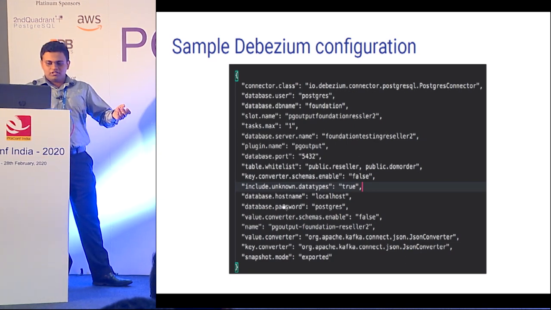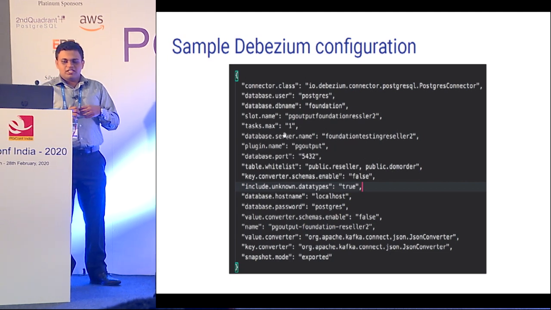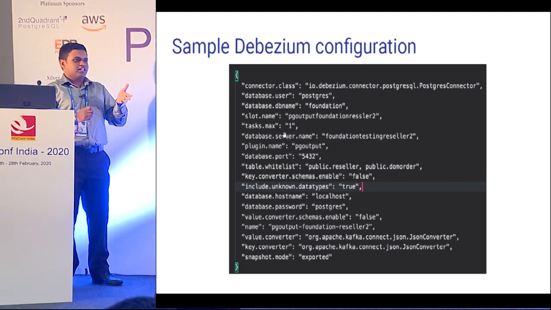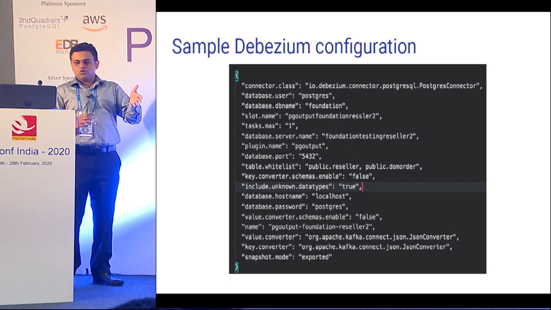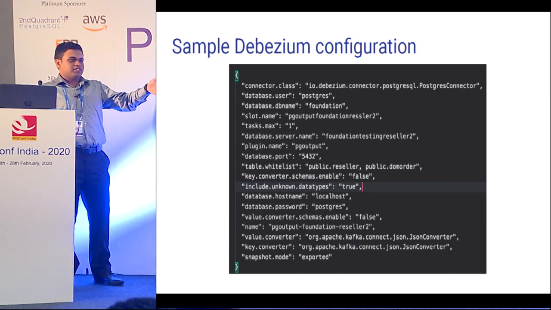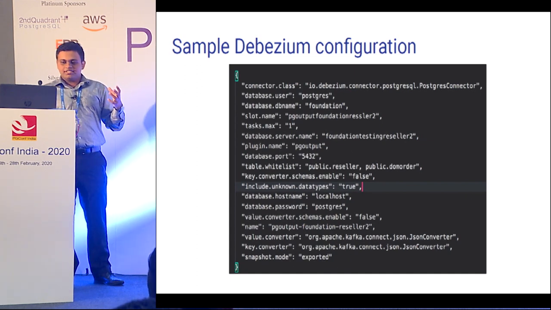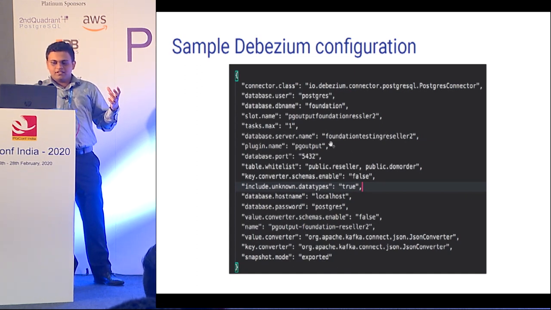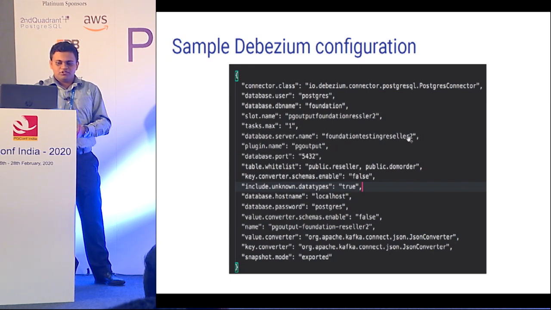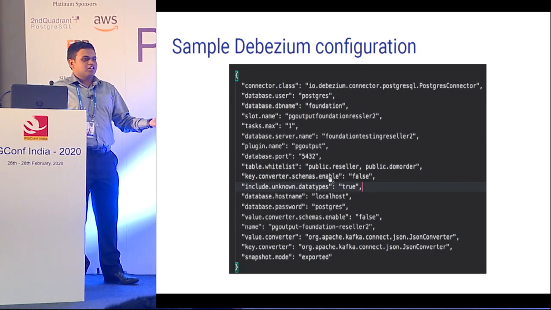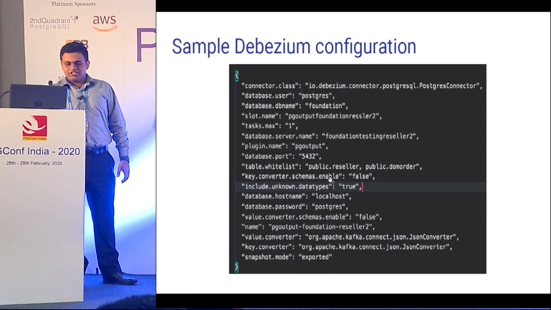Another interesting thing is the database server name. Let's say you have a table called reseller, which is under the schema public. How Debezium puts it into a Kafka topic is that the topic name gets constructed from your database server name, so here it is the server name, dot public dot reseller. It's pretty self-explanatory in that fashion.